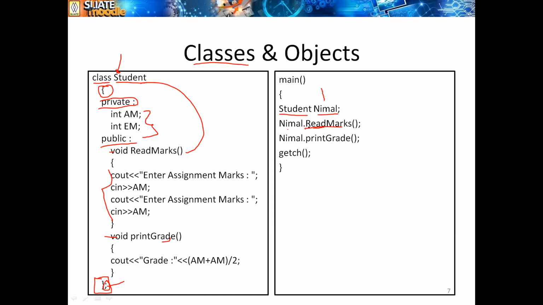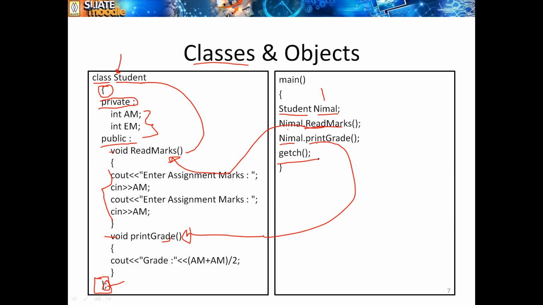If we write like this, it calls this method. After that, animal is the object name, dot print grade, the other method name, which calls that method. After that we get the output on the stage.